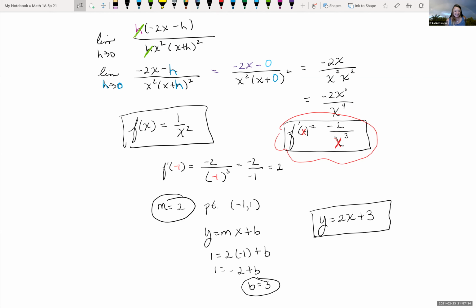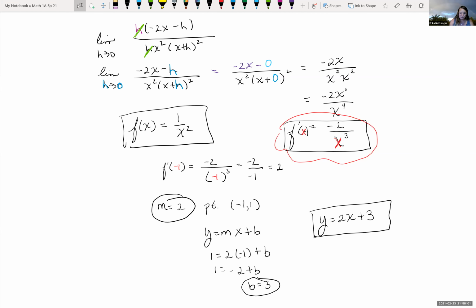The chat was asking, can't we just use the derivative rule where we bring the power down front and subtract one from our exponent? I know there are some of you who have had calculus before. Unfortunately, we cannot use the general power rule yet. We have to use the formal definition of the derivative, the limit of the difference quotient.